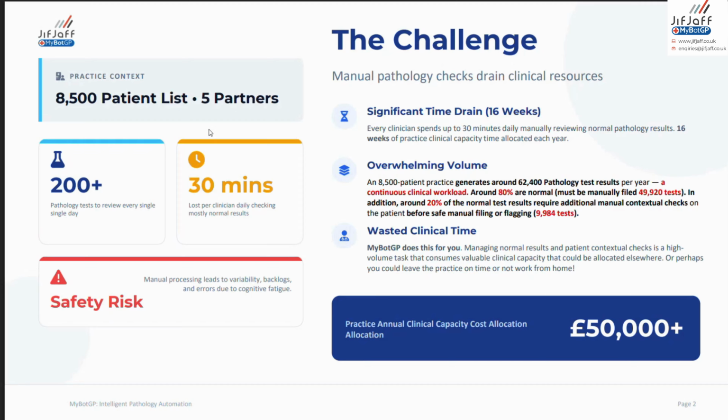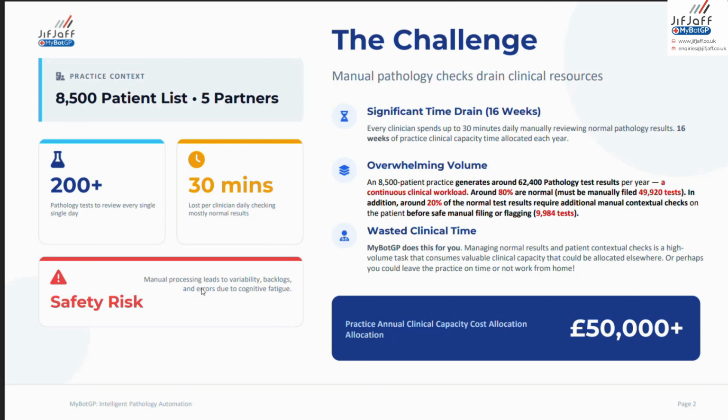And then either filing that path test because it's come back negative, or being made aware of it so they can continue their exploratory work to see why the patient came in the first place and to see if they can help. So based on this 8,500 list and 5 partners spending 1.5 days a week, the practice clinical capacity cost allocation is about £50,000 a year. And that's what it's costing the practice to do this task. And essentially, this is what MyBotGP is built to support and remove.